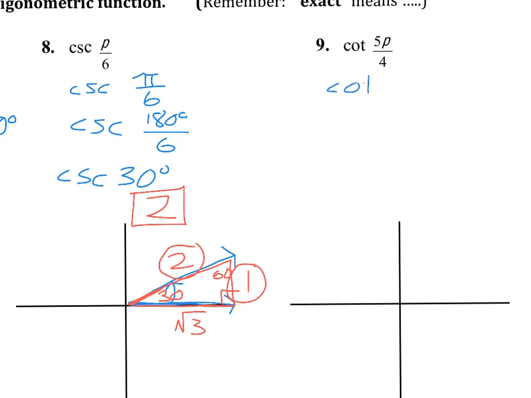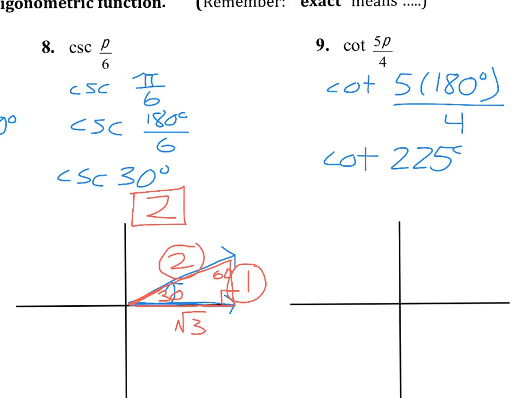So again, replace pi with 180. So I'm just going to call this 180 divided by 4. 180 divided by 4 is 45. 45 times 5 is 225. Start with the initial side. Rotate counterclockwise, 90, 180. So after 180, you need 45 more.